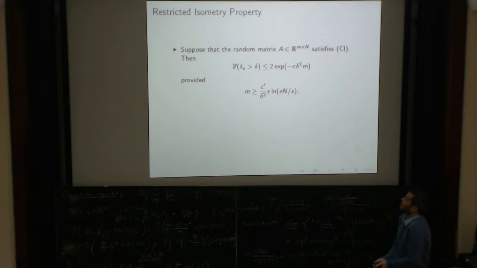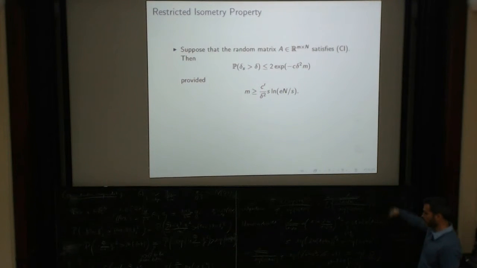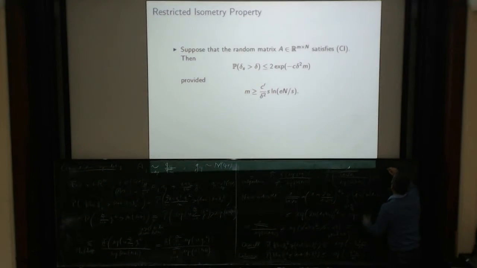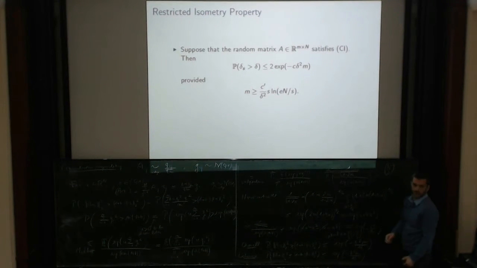Recall that delta S was the maximum over the whole subset S of the operator norm, for which I just derived a probability bound. This is saying that the previous operator norm is larger than delta for some index set S. So now you use a union bound, and what comes in front of the exponential of minus c delta squared M that I've just obtained is the number of subsets of size S in 1 up to N. So N choose S.